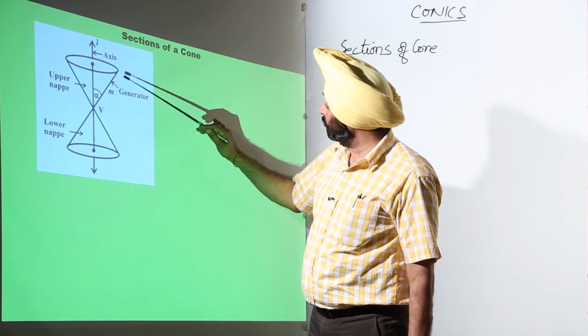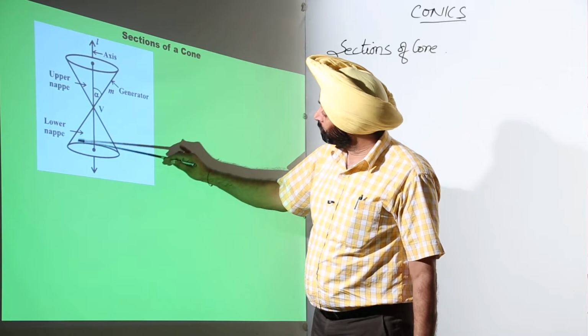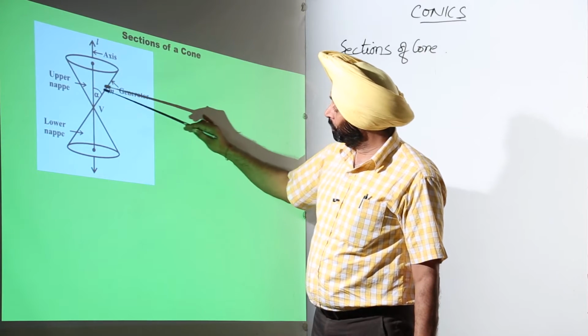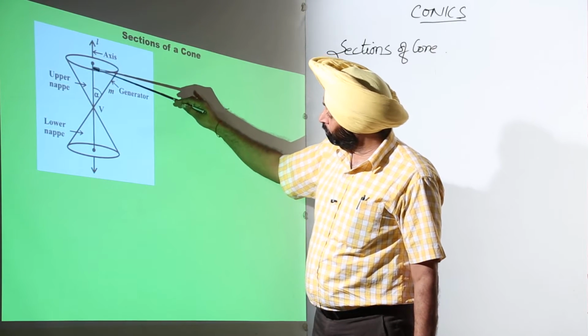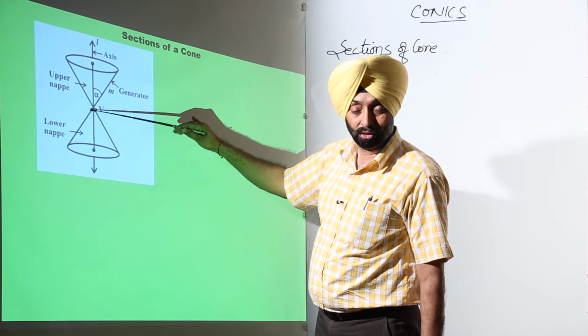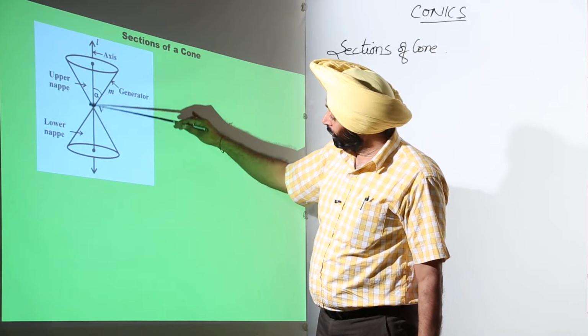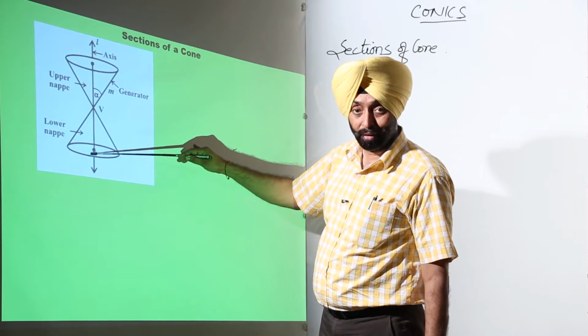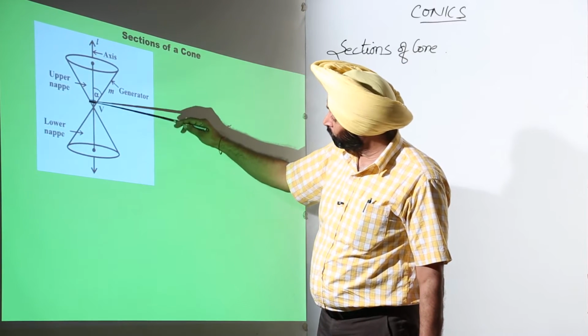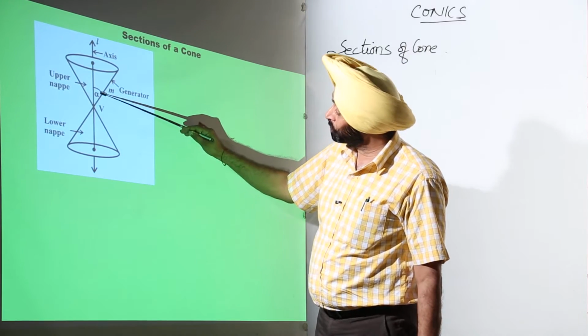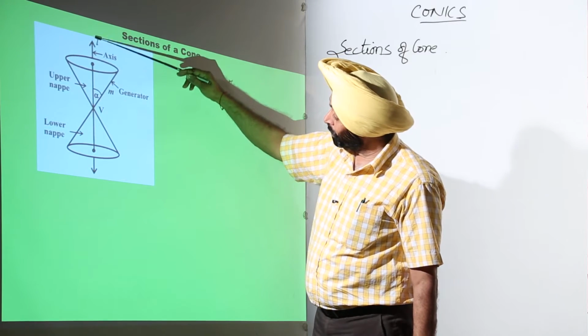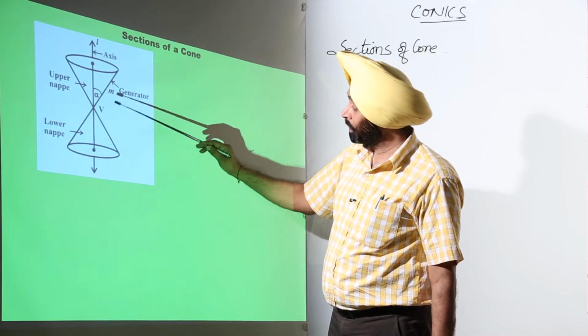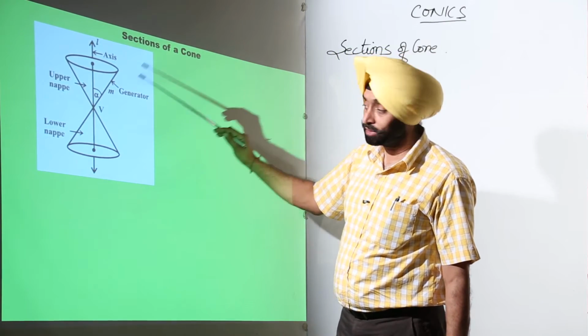And now, sorry, this line is called the generator. A line passing through the center of the double napped cone, perpendicular to the base, exactly like this one, and this angle is called alpha. This line passing through it is called the axis, and this V is the vertex.